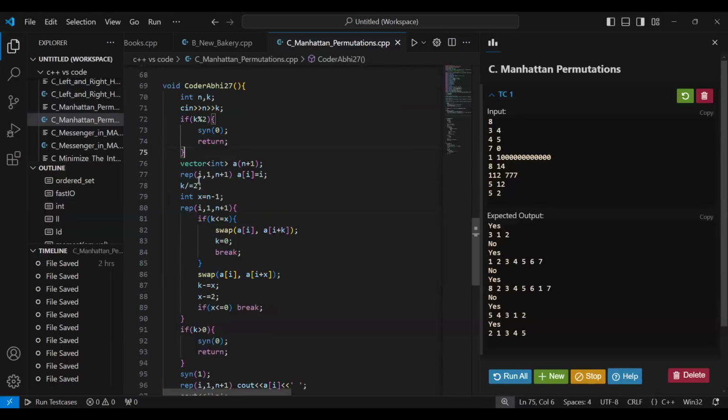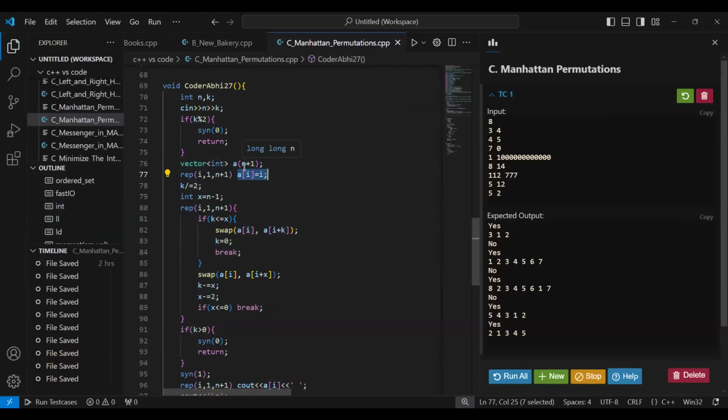Now, if k is even, we divided k by 2. So this is our x actually. So I stored that in k only. I just divided k by 2. So this is the required value where we have to reach. And then we took our array as a size of n plus 1 and assigned ai equal to i. So I am taking one based indexing here so that it's easy.